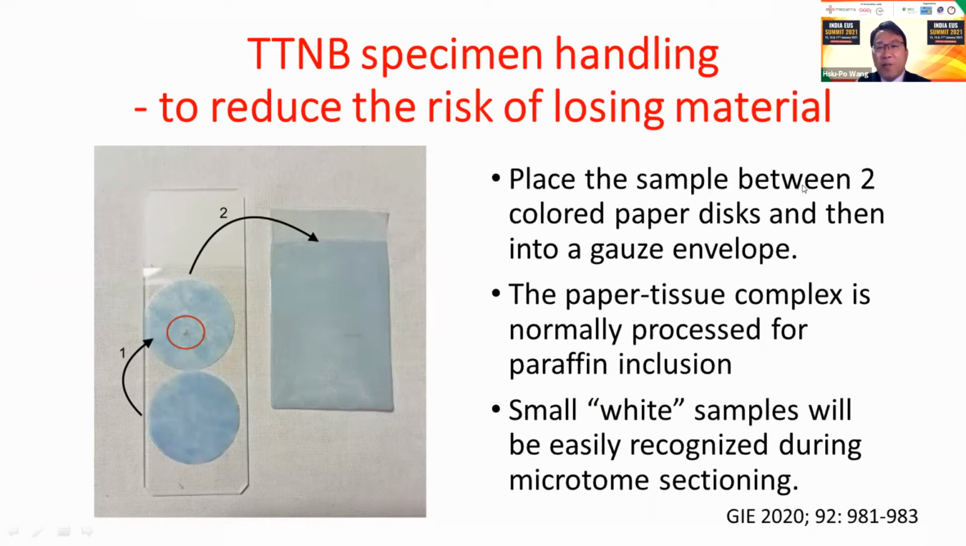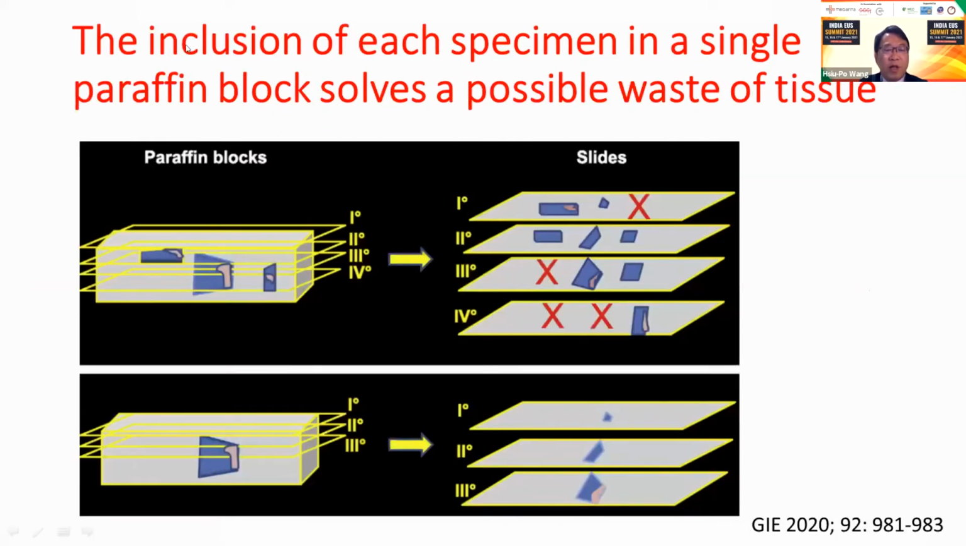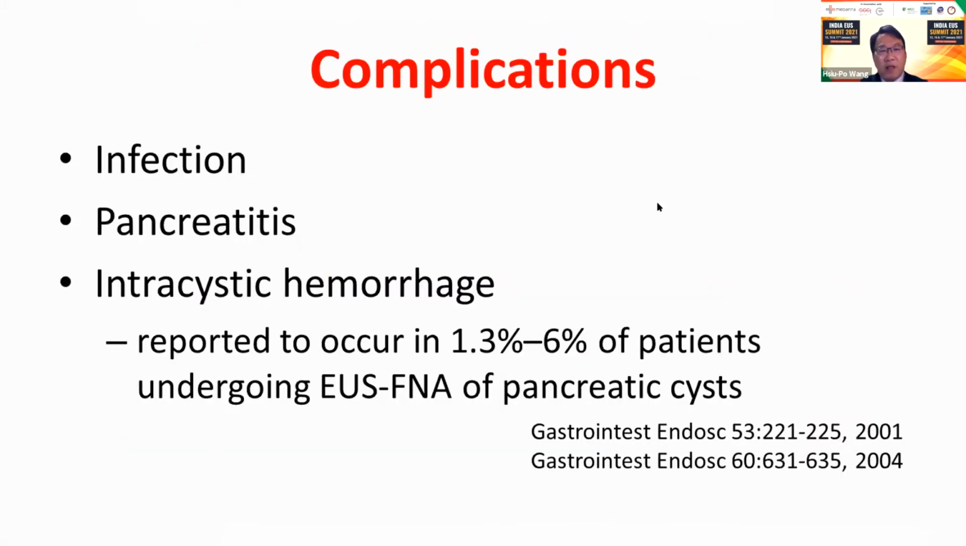They place the sample between 2 colored paper discs and then into a gauze envelope. The paper-tissue complex then proceeds normally to paraffin inclusion, and the small white sample will be easily recognized during the microtome section. They also suggest including each specimen in a single paraffin block to avoid the possibility of wasting the tissue. A very good idea.